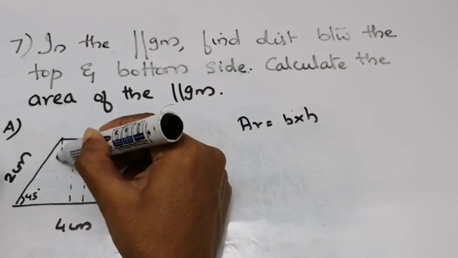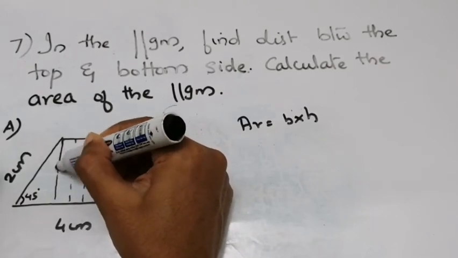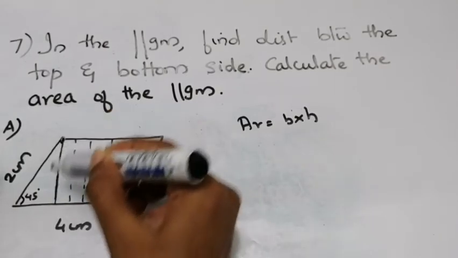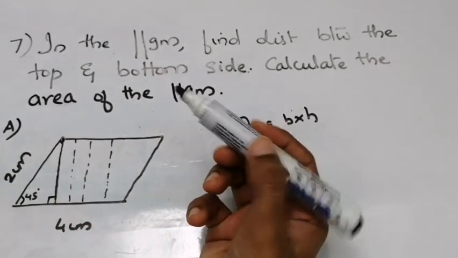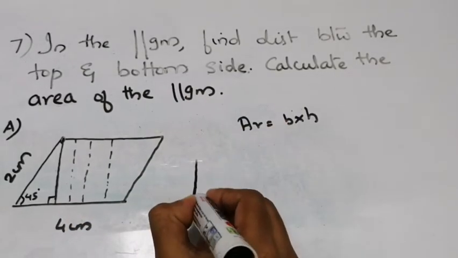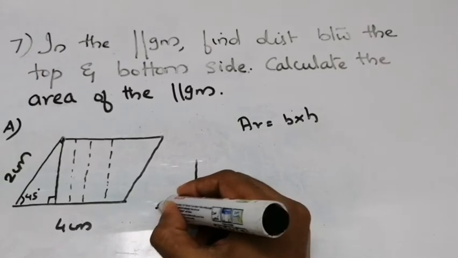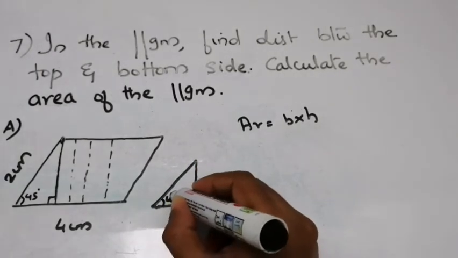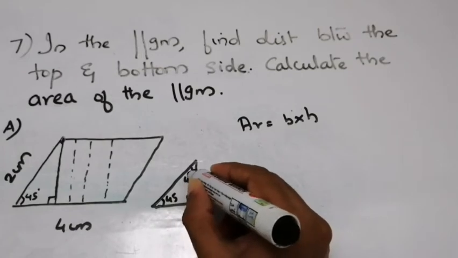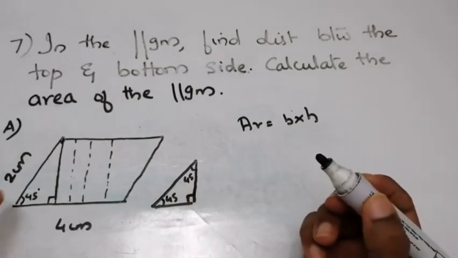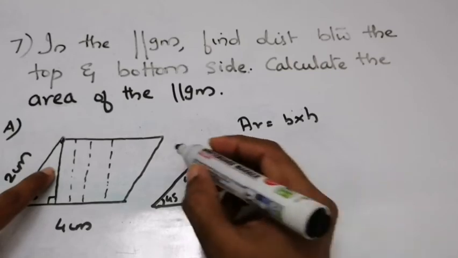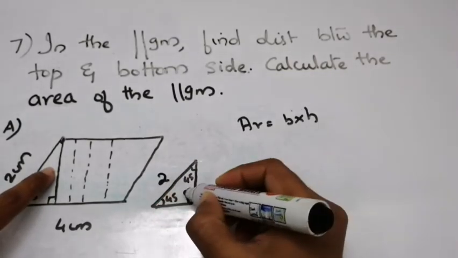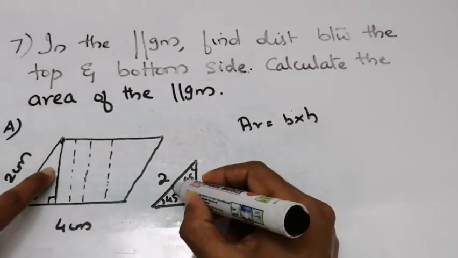So here you can see that if I draw a line here from this vertex, this becomes a right triangle, like this. And what is this angle? It will be 90 degree. If this is 45 degree, how much is this angle? This is also 45 degree. And for this triangle, which side is given? Yes, the side opposite to 90 degree is given.